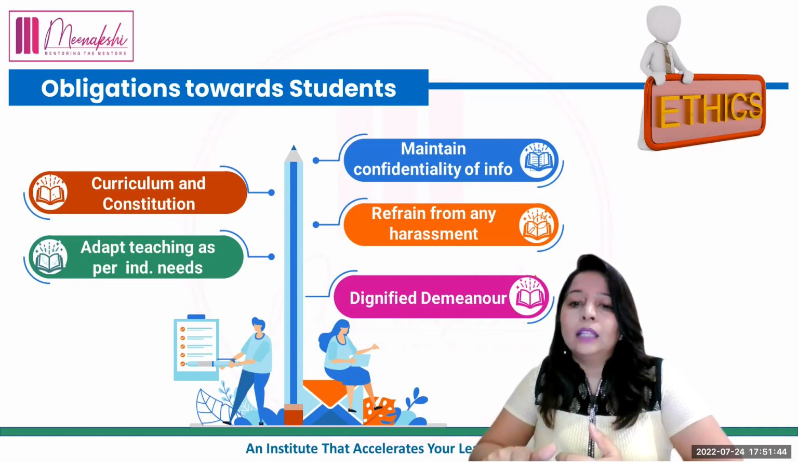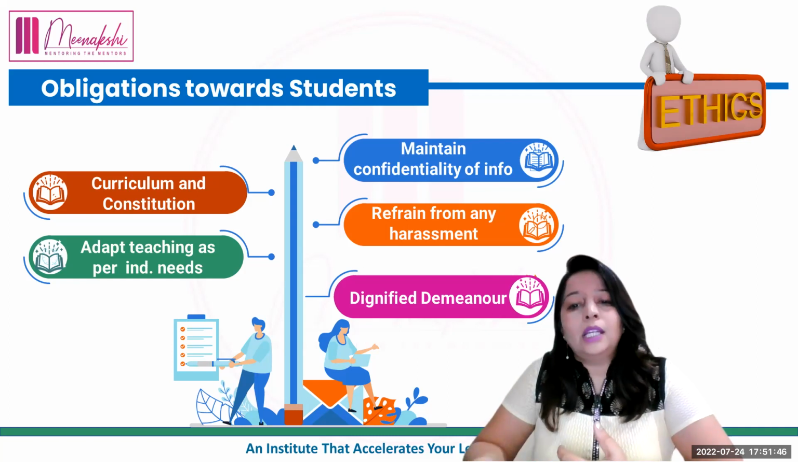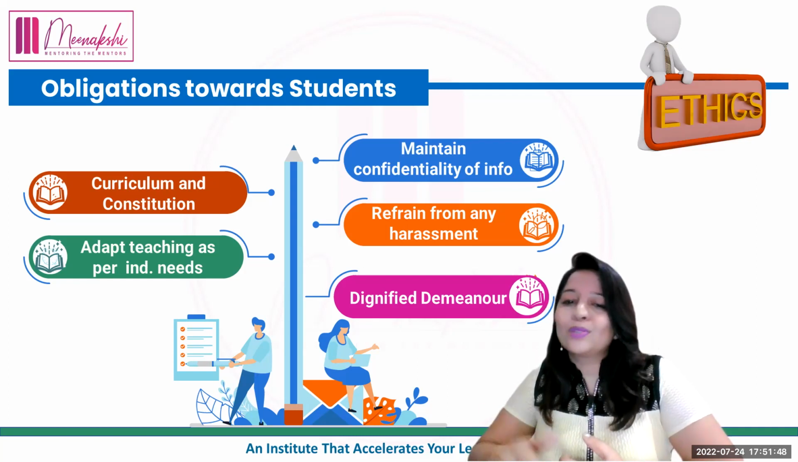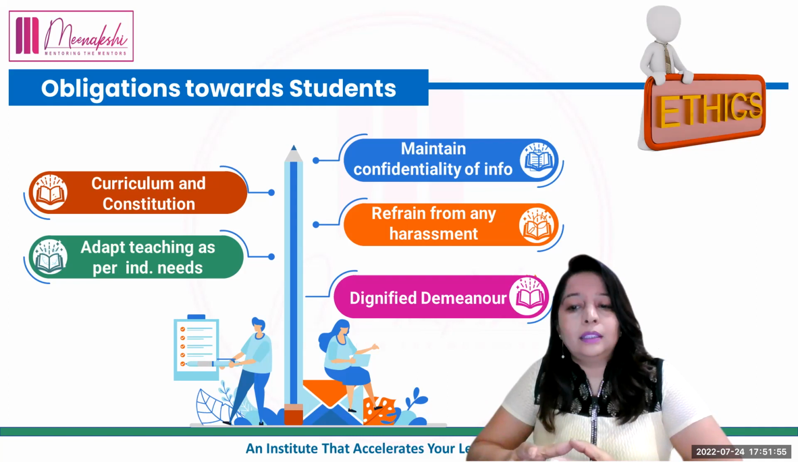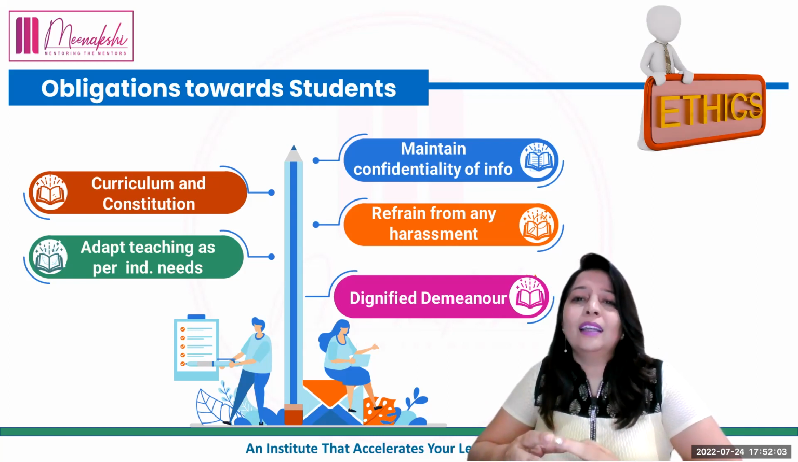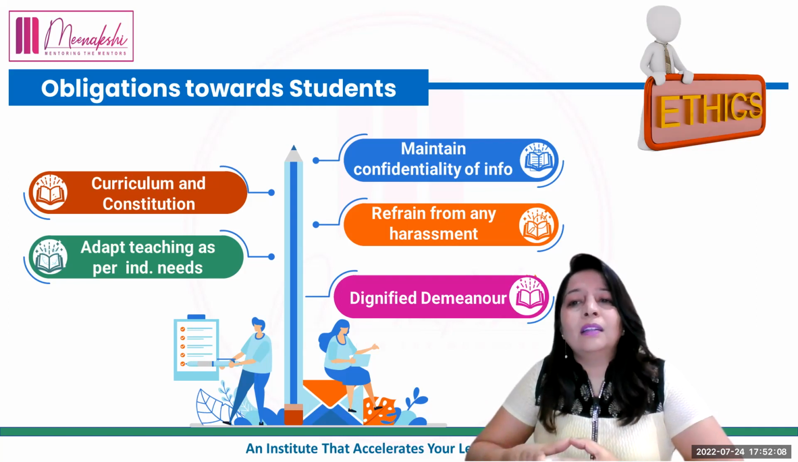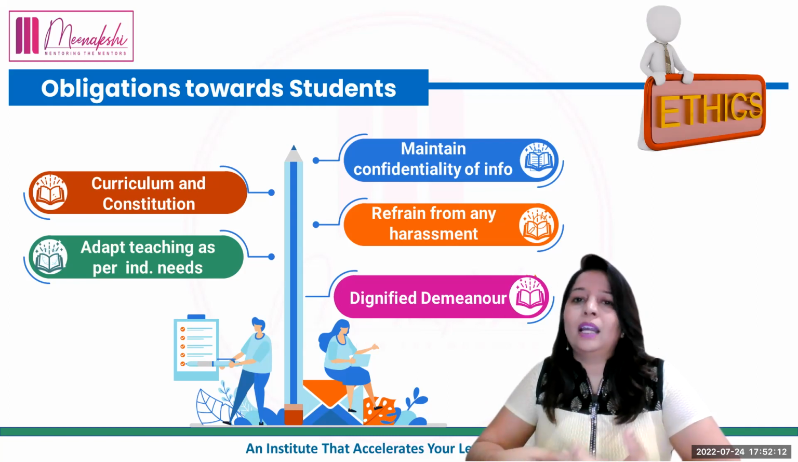If the students do not understand the way I teach, I need to teach the way my students understand. And then maintain the confidentiality of the information concerning students and disclose such information only to those who are legitimately entitled to it. Students are so innocent, they share their personal problems with us. So we should not start gossiping about that in the staff room with colleagues or others.